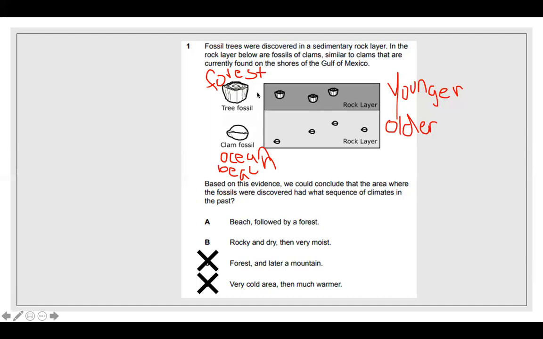Specify or give us enough information that this is a mountain, right? Rocky and dry, then very moist. We have the clam fossil, which we know lives in a very moist area, and a tree fossil, which would probably live in something very rocky and dry. So that would not be the answer. So our only answer that makes sense is A, beach followed by a forest.